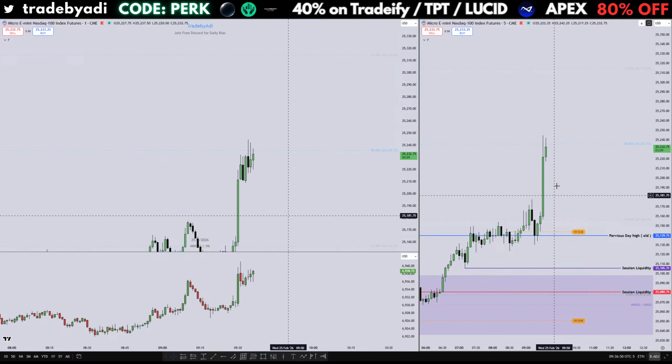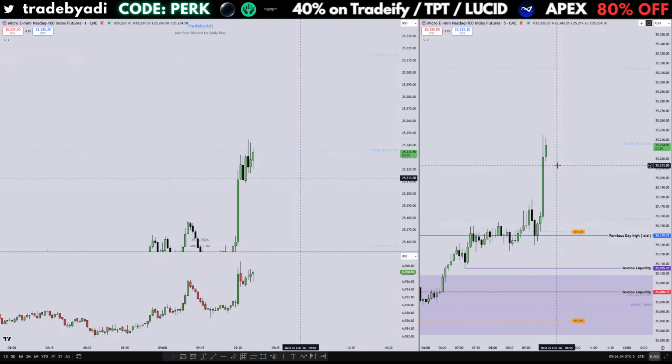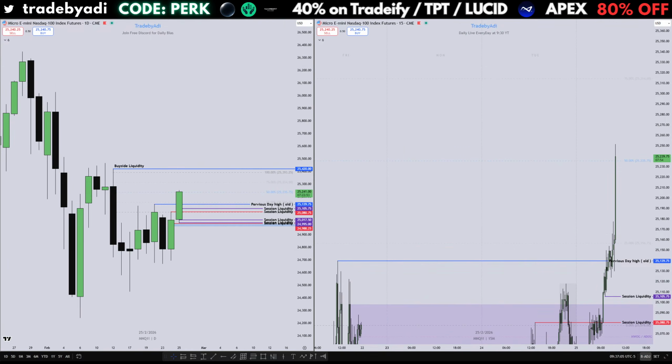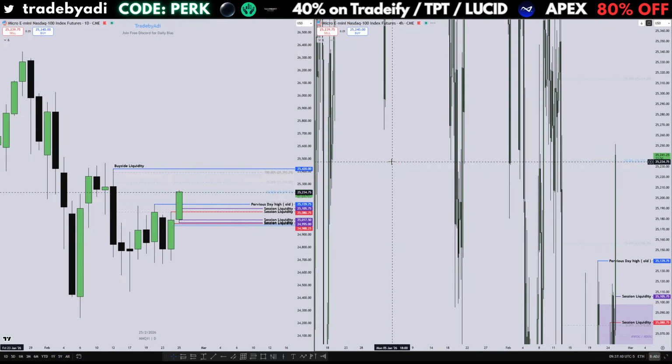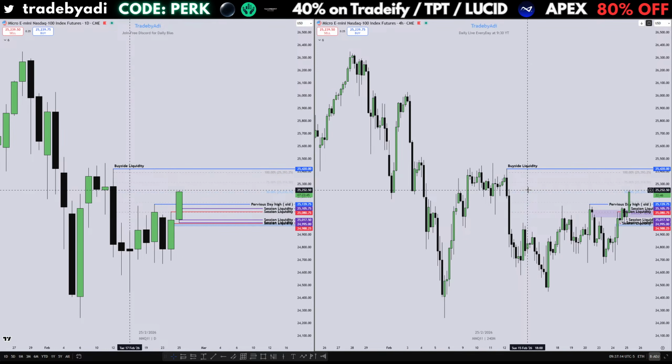Right now we have made this BISI, the buy side imbalance, sell side inefficiency. This is not a fair value gap because a fair value gap is not this big. Yeah, on the 4 hour we do have it. On the 4 hour we do have it, this fair value gap.